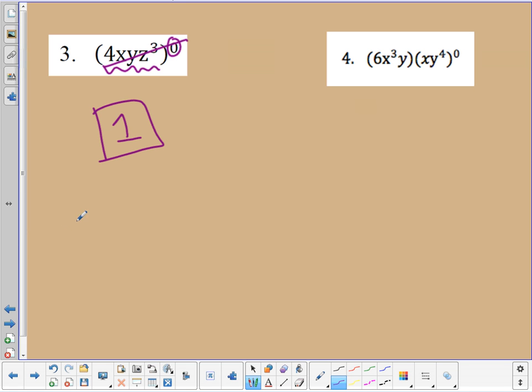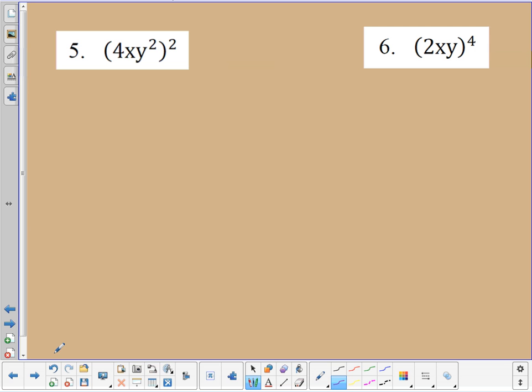But then in number 4, I have this part that's being raised to the first power, or that's just there, and I have this part that's being raised to the 0 power. So I need to be careful here. Only the stuff that's raised to the 0 power is canceled out to be 1. So that xy to the fourth cancels out to be 1, and then I'm left with 6x to the third y. So 6x to the third y times 1 is still 6x to the third y.